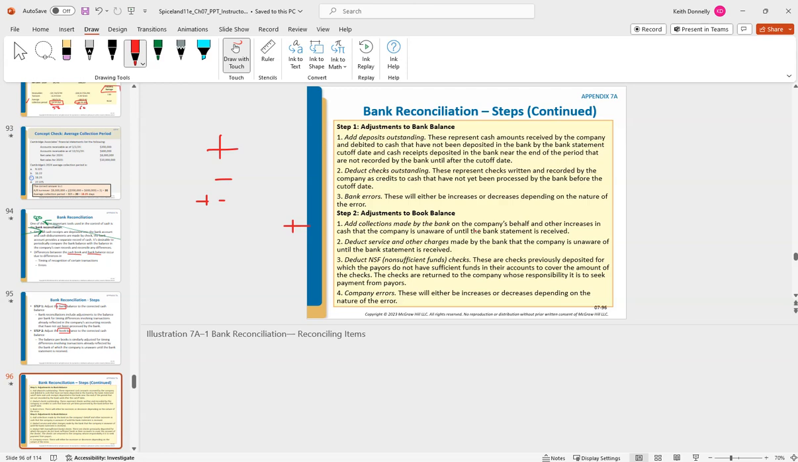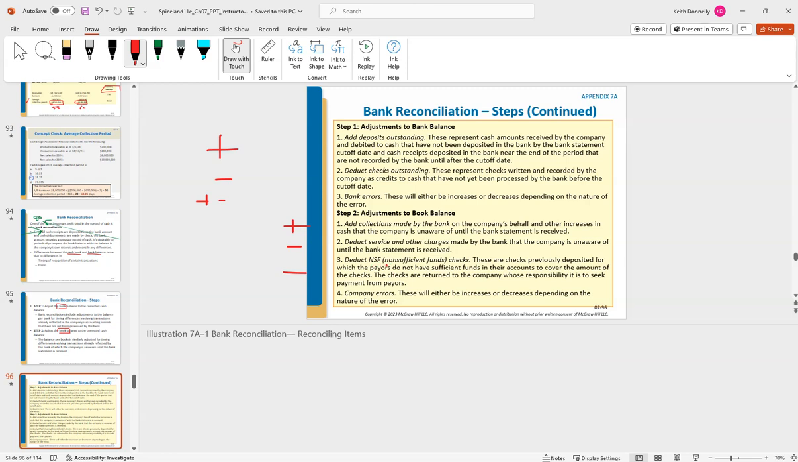So maybe a customer paid the bank. We didn't know about this. One of our customers paid. We didn't know about this till we got the bank statement. So we got to increase our cash for that. Likewise, we got to deduct any service fees. You open up your bank statement, and they charged me a $20 fee. I didn't know about this till I opened up the bank statement. I got to reduce my cash for it.